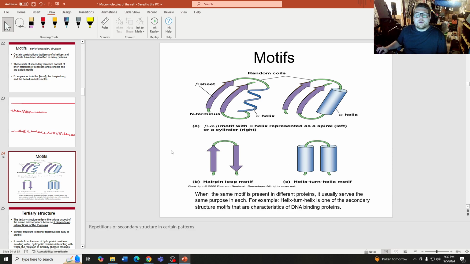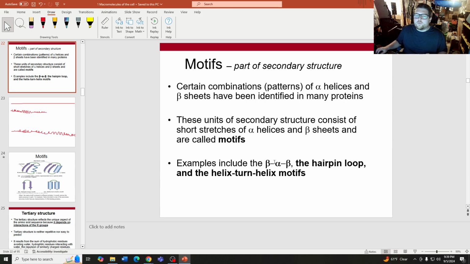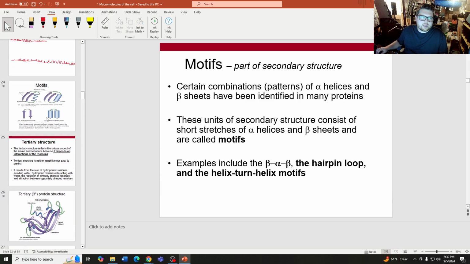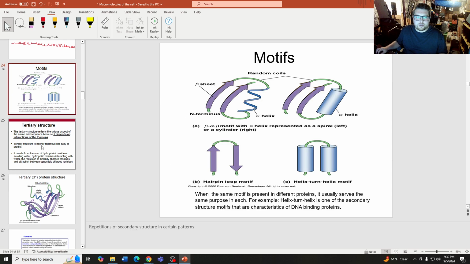Okay? You don't necessarily need to know all of the super specifics, but you need to recognize this terminology. Know what a motif is and recognize beta, alpha, beta, hairpin loop, and helix turn helix as examples of that motif. And that is the end of secondary structure.